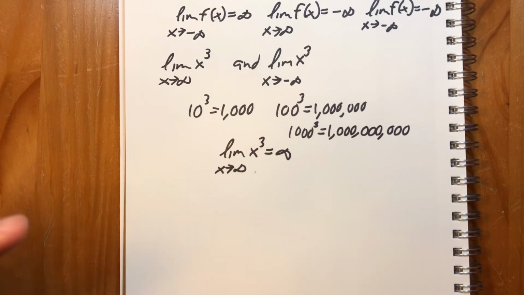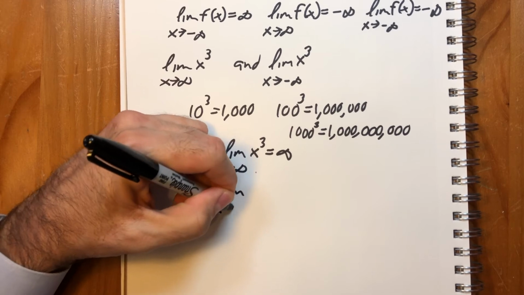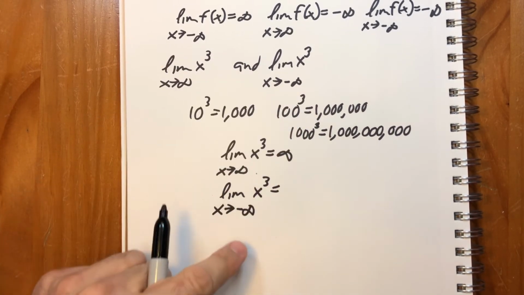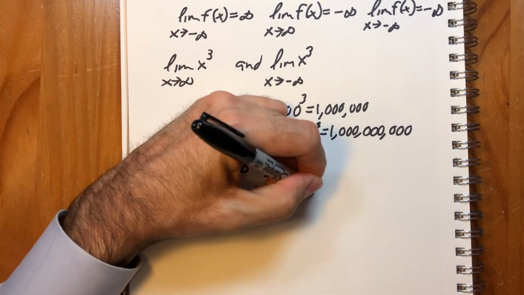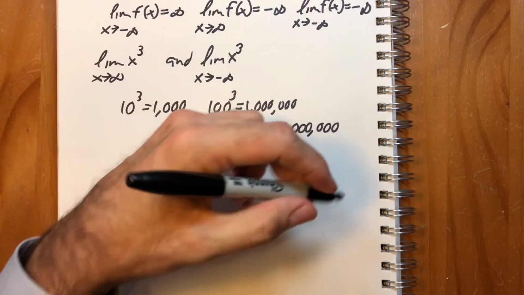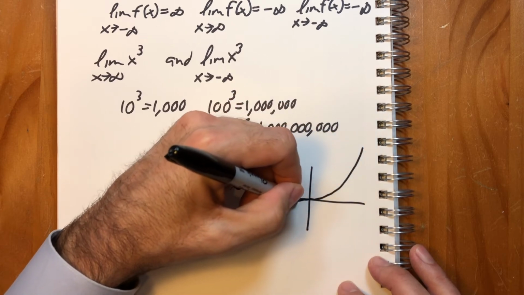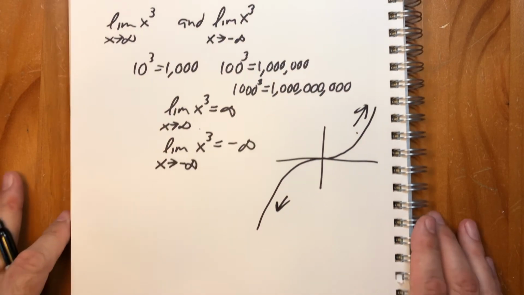X cubed gets smaller as x approaches minus infinity, right? So minus 10 to the third is minus 1,000, and so on. So the limit of x to the third as x approaches minus infinity is going to be minus infinity. And that function just looks like this. It goes down, pauses, and then goes down, right? So it goes up that way, goes down that way.